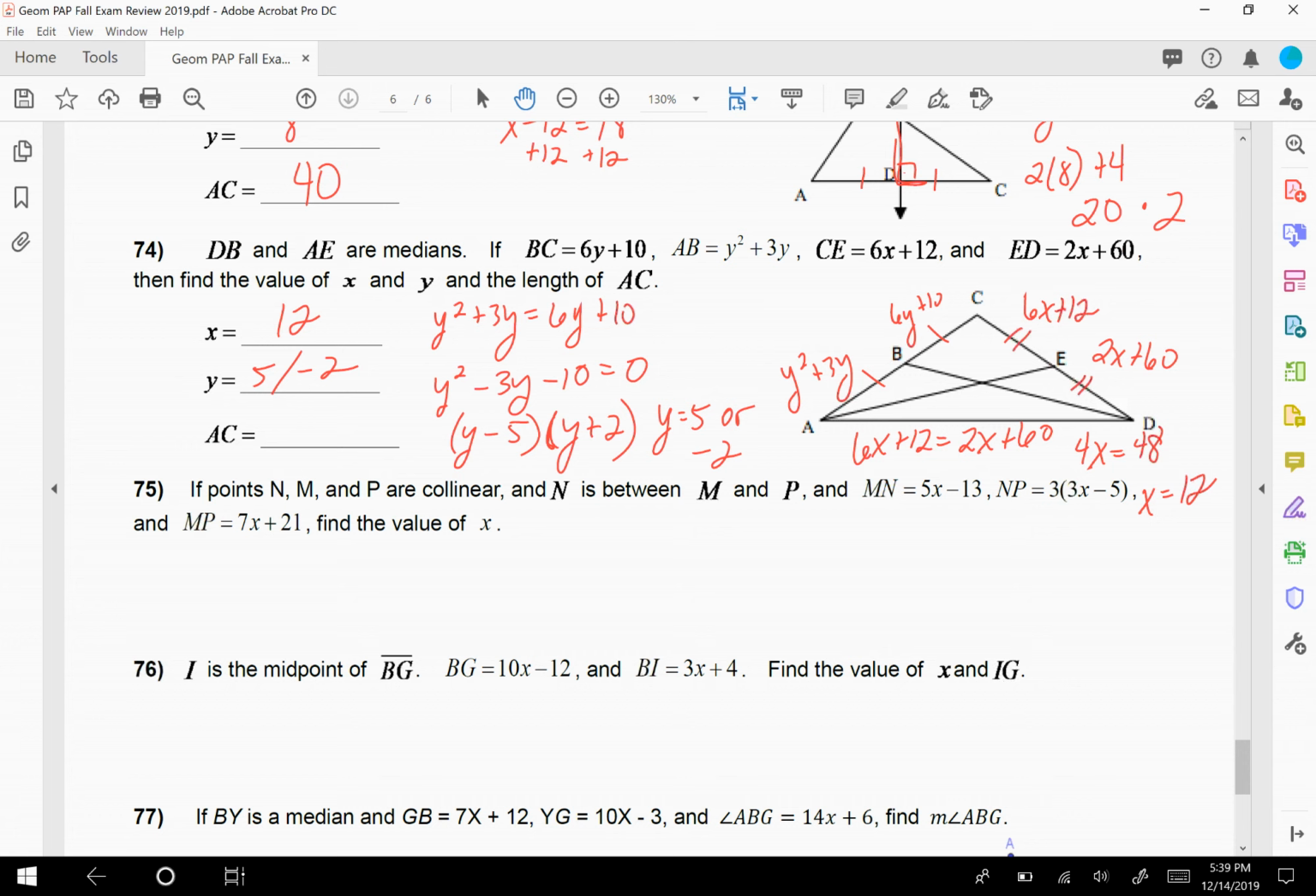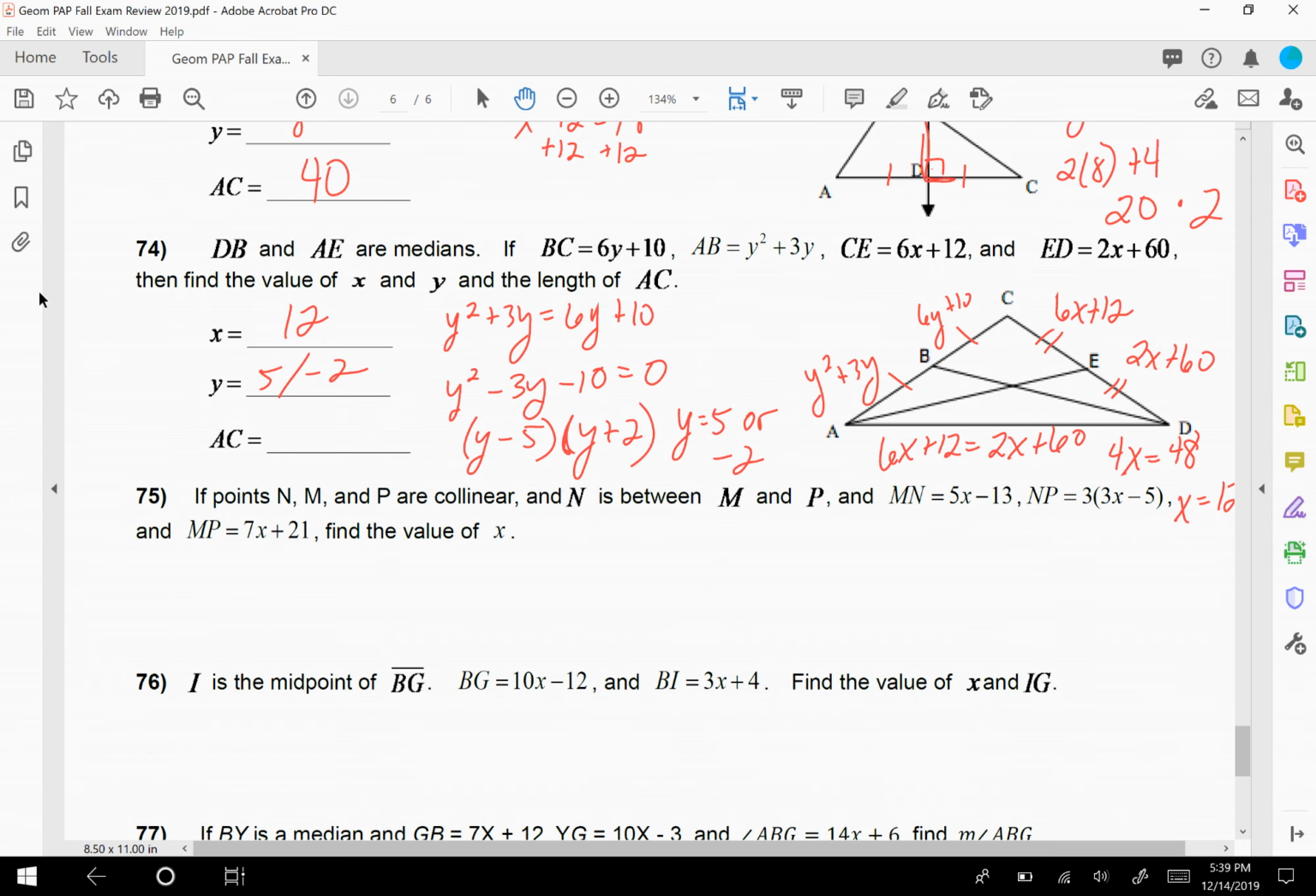And then now AC, okay? Basically what I'm going to do to find the length of AC is add together both pieces and then plug in both the positive 5 and the negative 2 and see what we get. So we have y squared plus 3y plus 6y plus 10. So it's y squared plus 9y plus 10. So we have 5 squared plus 45, because 9 times 5 is 45. So we have 25 plus 45 plus 10. The 25 and the 45, that's going to be 70, plus 10, so we have 80.